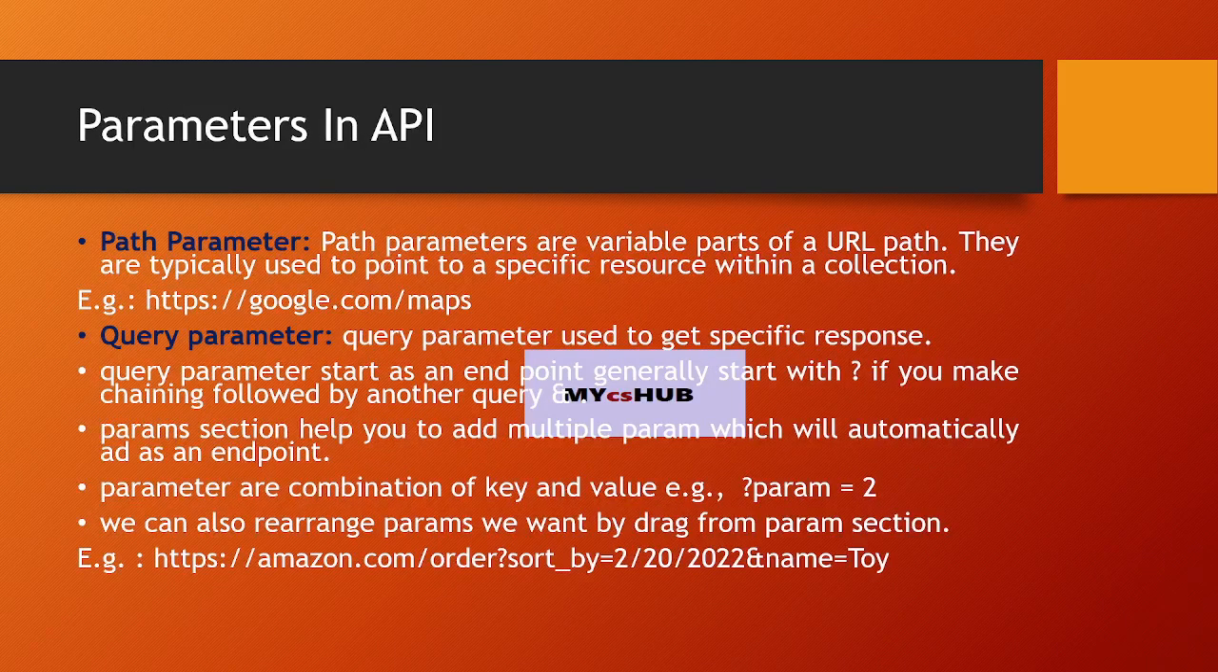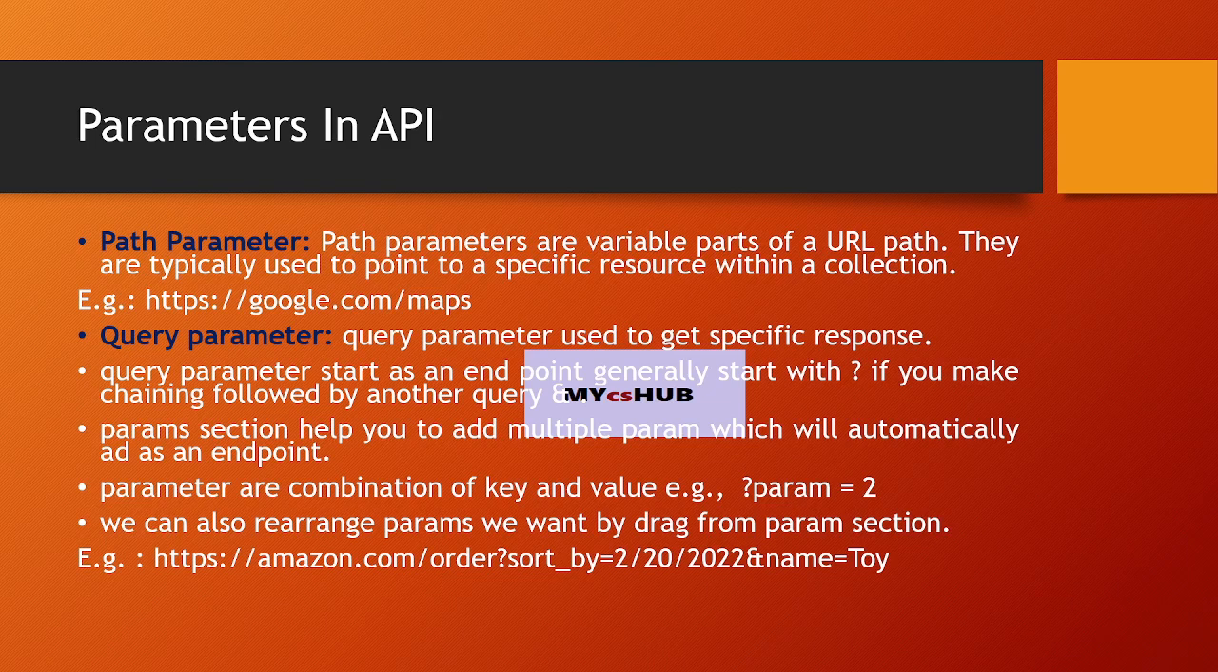Now we have parameters in API. So parameters are basically used to navigate to the specific area or portion on the application. So there are two types of parameter, path parameter and query parameter.